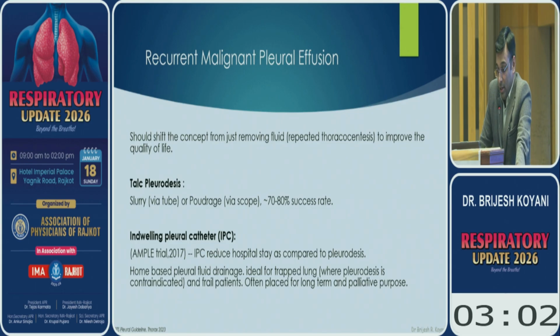Indwelling pleural catheter: the trial done in 2017 concluded that IPC reduced hospital stay compared to pleurodesis. It's a home-based pleural fluid drainage, ideal for trapped lung where pleurodesis is contraindicated, in frail patients with advanced malignancy, and is often placed for long-term palliation.